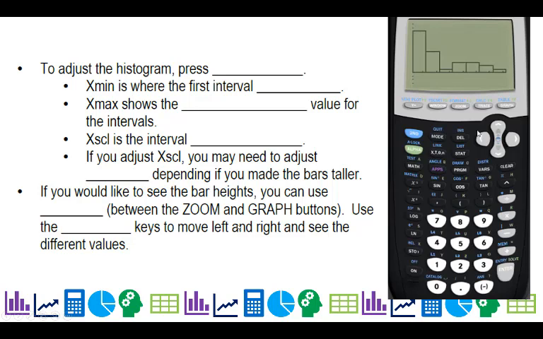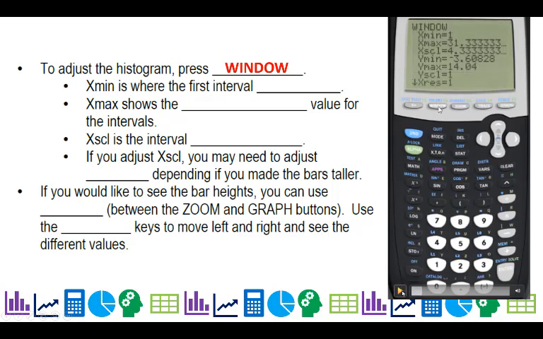All right, so next part is we want to adjust the histogram. So we're going to press this button called window, and we'll see a bunch of options here. X min right here is where the first interval starts. X max shows the maximum for your graph, not necessarily your data maximum, but the maximum on the graph. This Xscl is actually the interval width. And you can see that's different from what we had before.